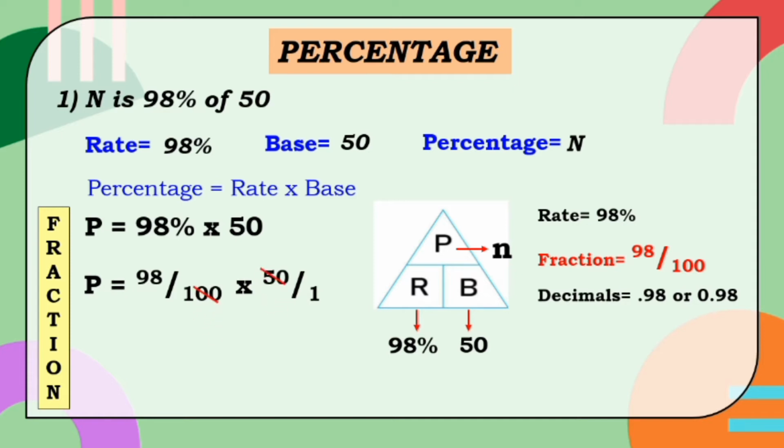Using cancellation method, the GCF of 100 and 50 is 50. 100 divided by 50, 2. 50 divided by 50, 1. Multiply the numerator, 98 times 1, 98. Multiply the denominator, 2 times 1, 2. So, P equals 98 over 2, or 98 divided by 2 equals 49. Therefore, percentage equals 49.